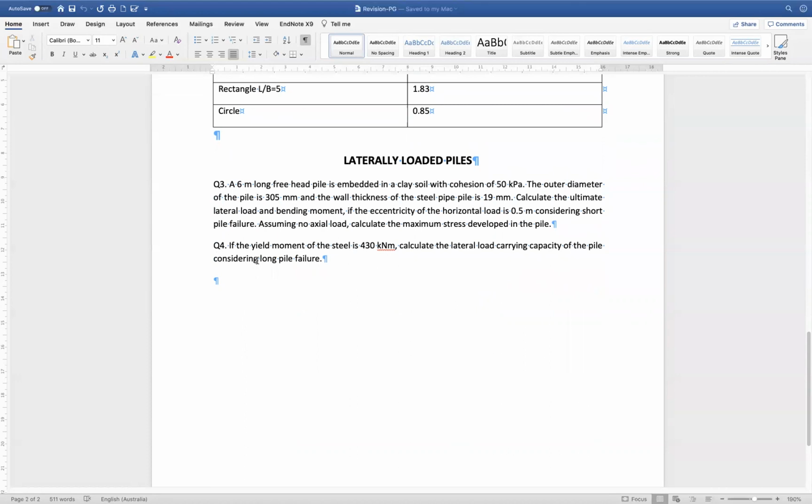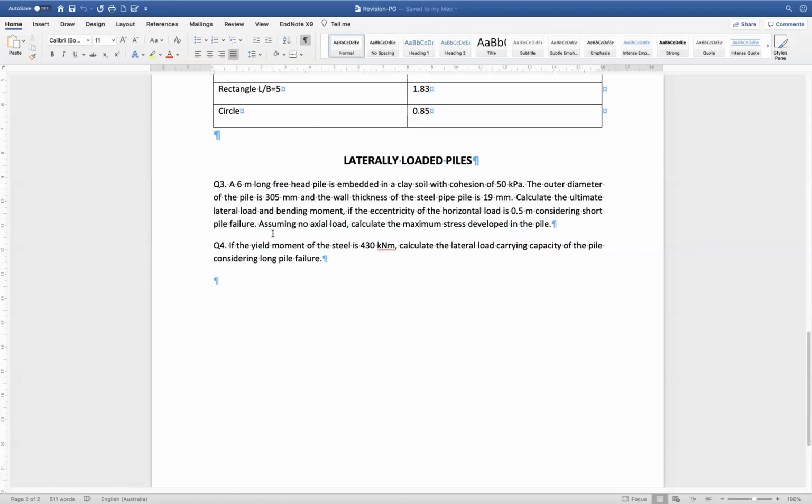Okay, so in the third question, we have a 6-meter long free-head pile. So you need to check here for which situation applies. We do have two scenarios, either free-head pile or fixed-head pile. So in this case, we have a free-head pile, and that's embedded in a cohesive soil with a cohesion of 50 kilopascal. We have been given the outer diameter of the pile as 305 millimeter, and the wall thickness of the steel pipe is 90 millimeter. So you can work out the internal diameter from the external one and the wall thickness.